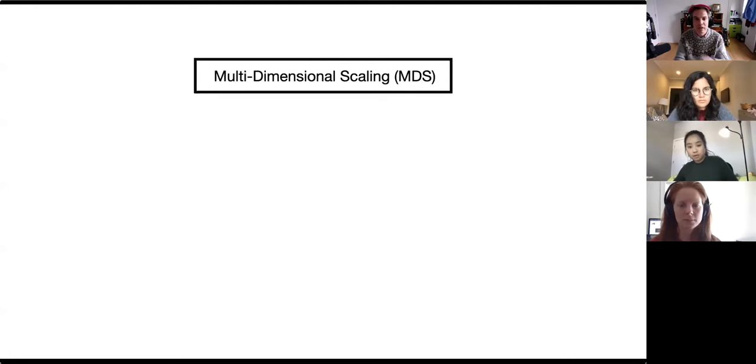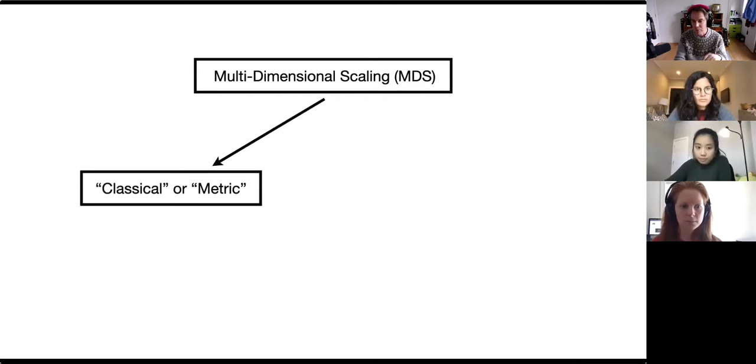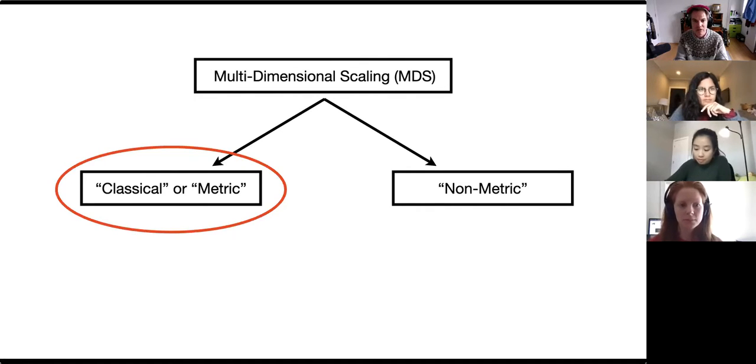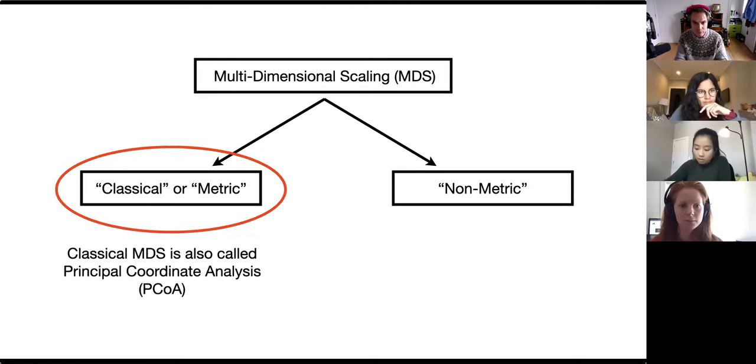Okay, so before I get started, I just want to let you know that there's actually two types of multidimensional scaling. There's something called classical or metric multidimensional scaling, and then there's something called non-metric multidimensional scaling. Today we're going to be talking about classical or metric multidimensional scaling. Classical multidimensional scaling is also called principal coordinate analysis, PCoA, which sounds cool, but I think multidimensional scaling sounds cooler. It just sounds so fancy and sophisticated.